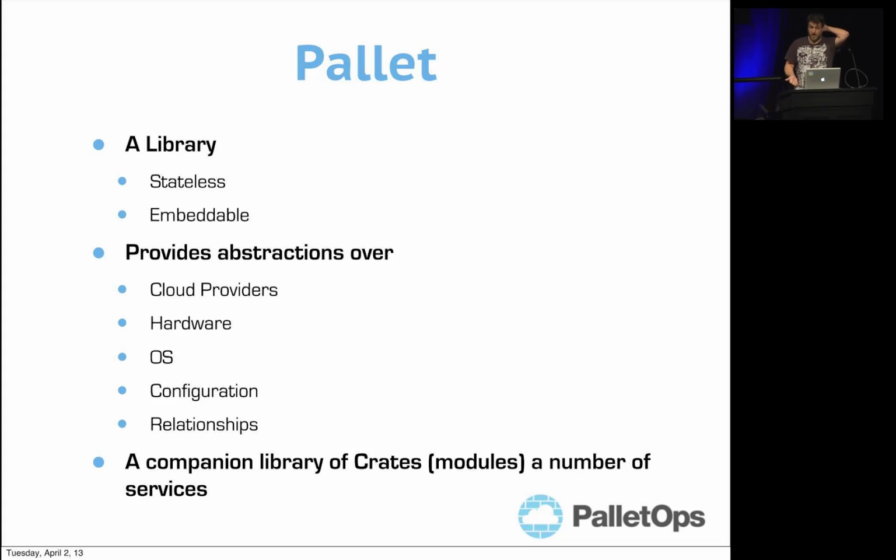So Palette now takes the form of a library, which is stateless. That means you run Palette, and once you stop running Palette and the operation is done, there's no state saved anywhere. There's no database to talk to. You can run it from everywhere. And it's embeddable. So it's a jar file that you can put with your code and use it. It provides abstractions over cloud providers, hardware, OSs, configuration steps, and relationships between nodes. And it comes with a companion library of crates, which are modules that know how to configure a number of well-known services. And you can build your own crate.